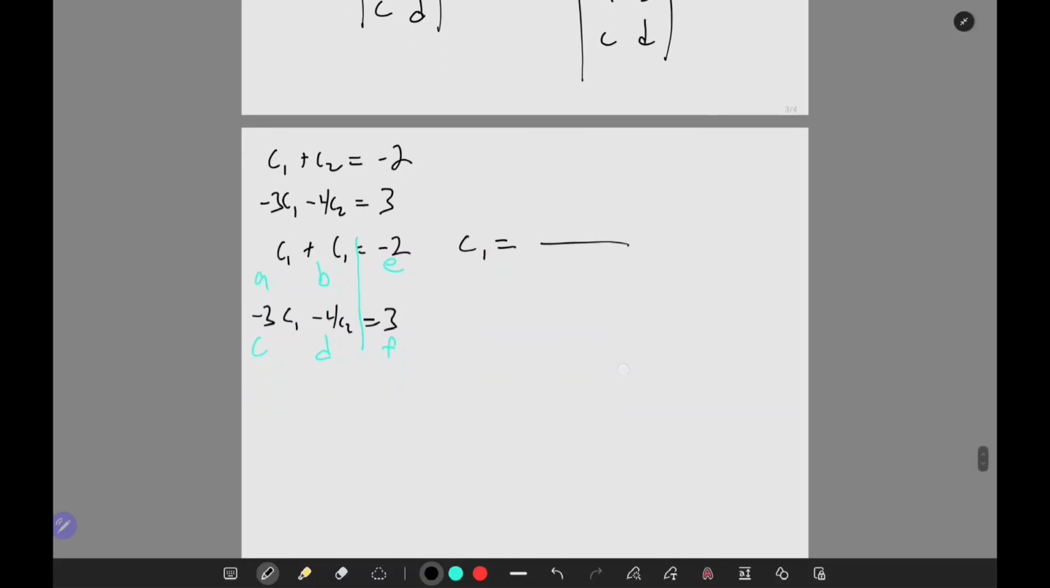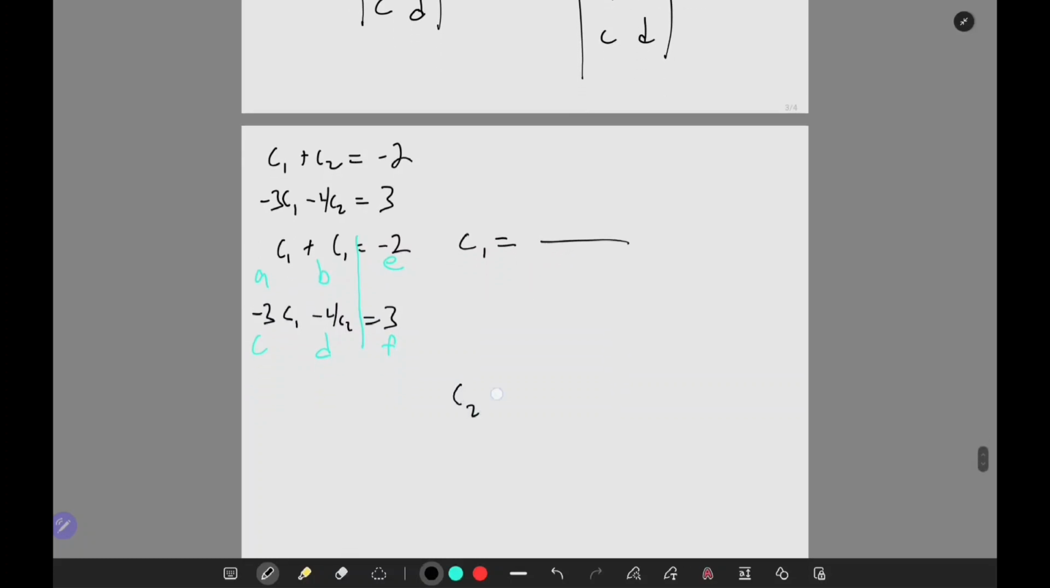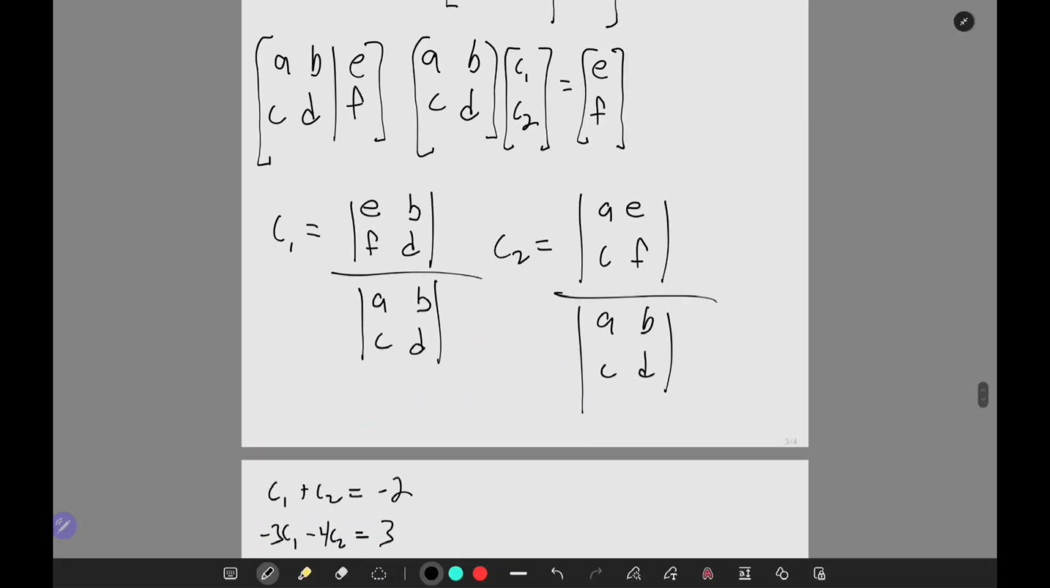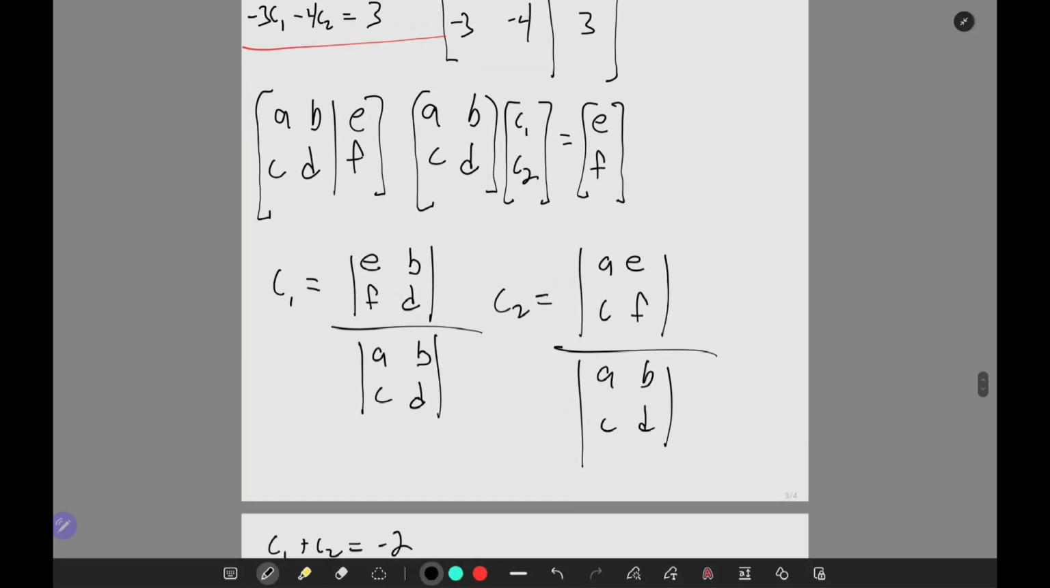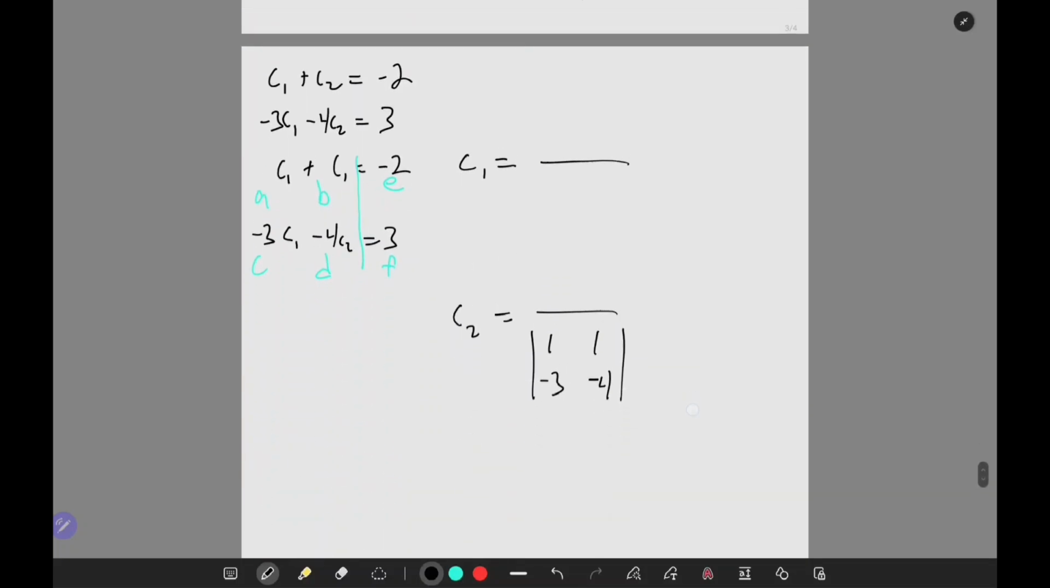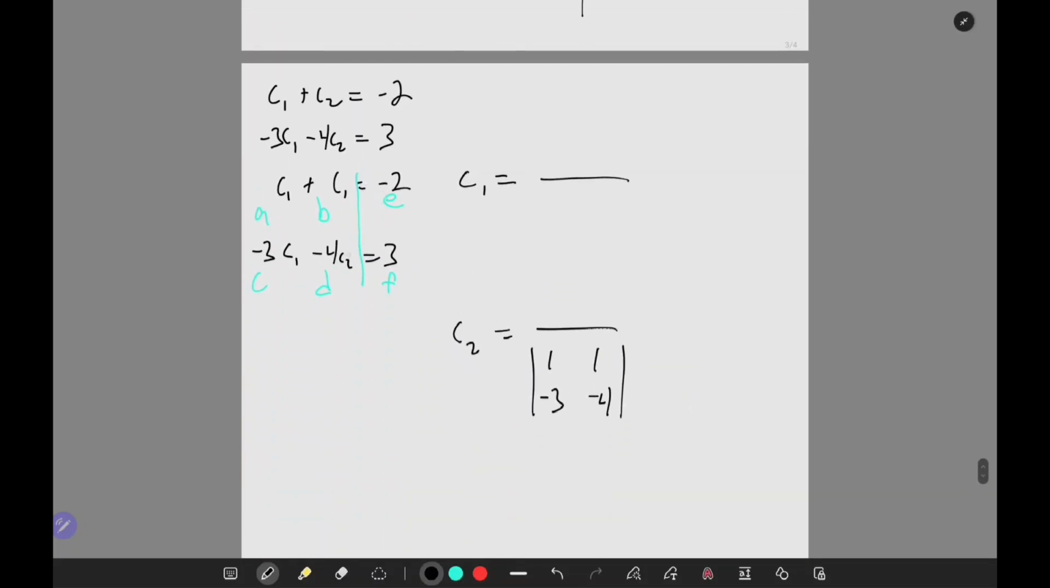So let's do the denominators for both first. The denominators for both was just A, B, C, D, right? So for our coefficient A is 1, for B is 1, for C it's -3, and for D it's -4. For the numerator, remember it goes these last two columns, but backwards. So that means we're going to go E and then B. So we have -2, 1, right?